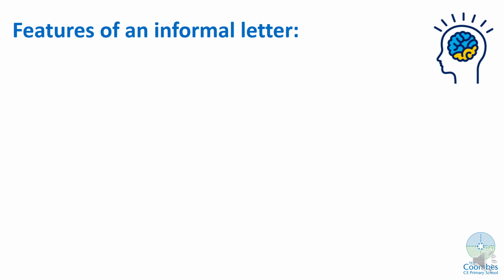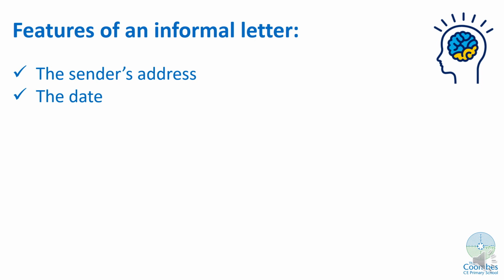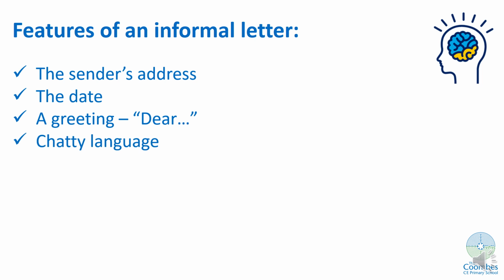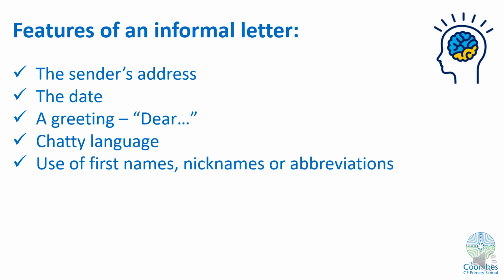So, our features of an informal letter were: the sender's address should be at the top of our letter, along with the date. We should also start our letter with a greeting, which is usually dear, followed by the person's name. And in our letter, we would use chatty language. We would use the first name of the person we were writing to, or even the nickname of that person, and we might use abbreviations as well.